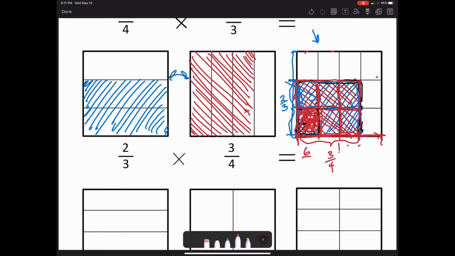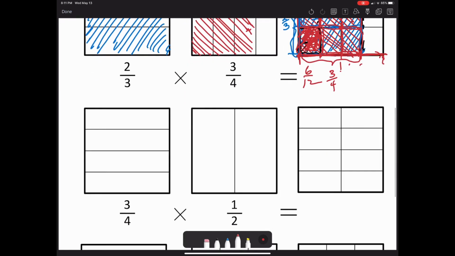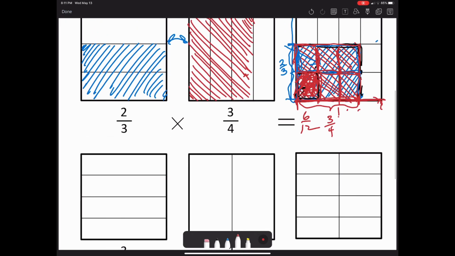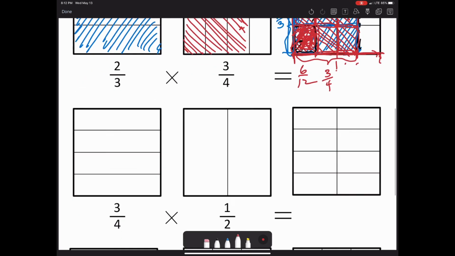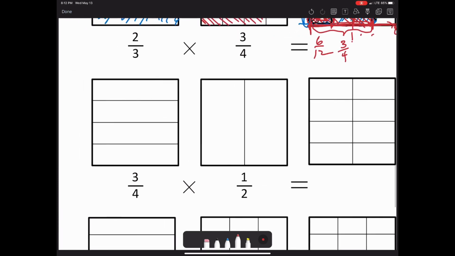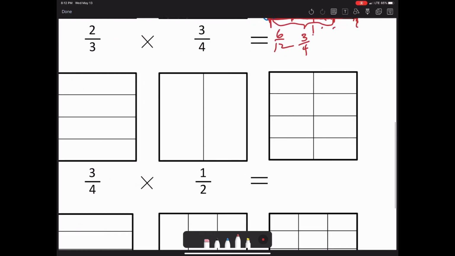So let's look at another example. And this time we're going to skip the first way of doing it, and we're just going to concentrate on multiplying the length times the width. So I'm going to take 3/4, and I'm going to put that going this way because this one's cut up into fourths, not this direction. This is only cut up into halves. So I'm going to go 1, 2, 3/4.